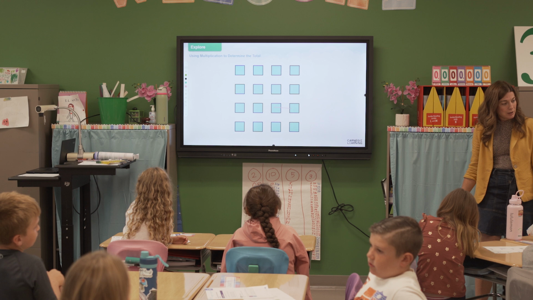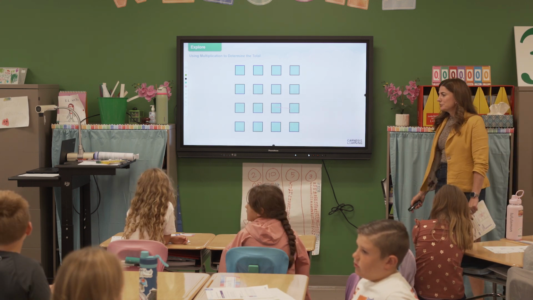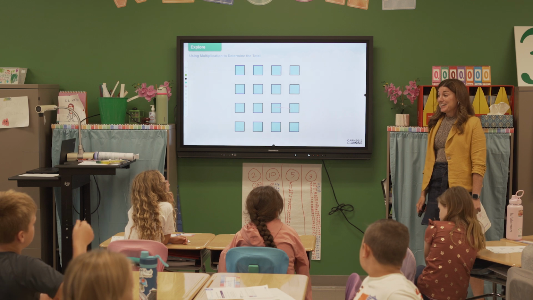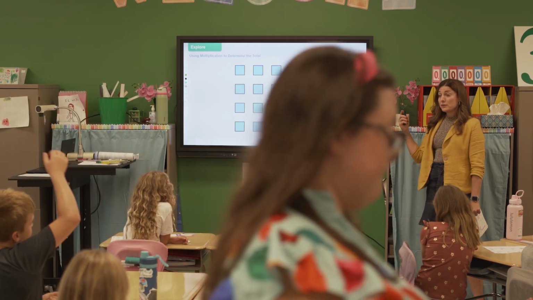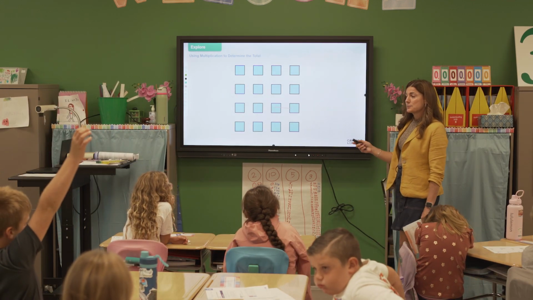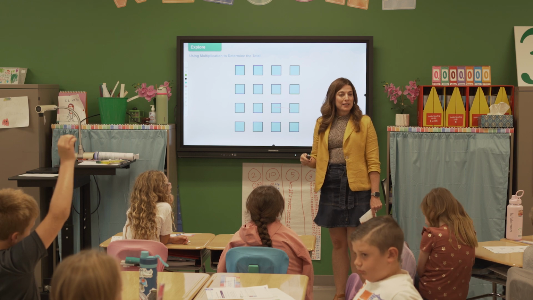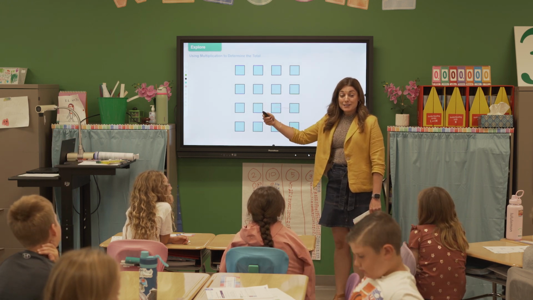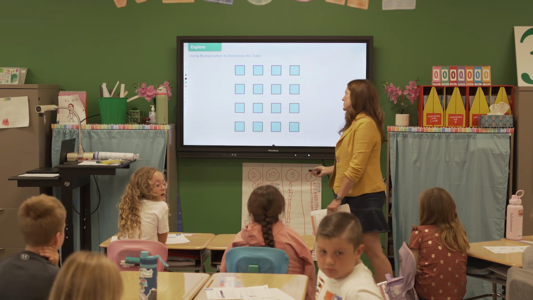4 rows and 4 columns. Blake, is that what you meant? 4 rows and 4 columns? You got it. That's some good thinking. So if we know that it's 4 rows and 4 columns, 4 by 4, what operation would we put in there? 4 times 4. Oh, you guys are so good.